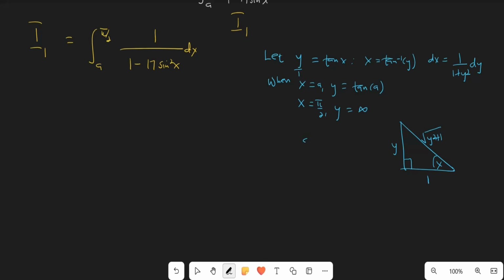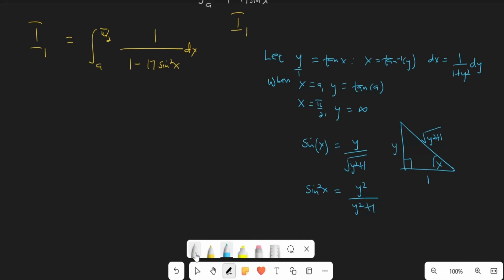And now we can find sine of x. So sine of x is equal to opposite, which is y, over hypotenuse, the square root of y squared plus 1. And now if we want sine square of x, we have to square both sides, and that is going to be y squared all over y squared plus 1. So I have everything in terms of y. You can take the integral into the y world.